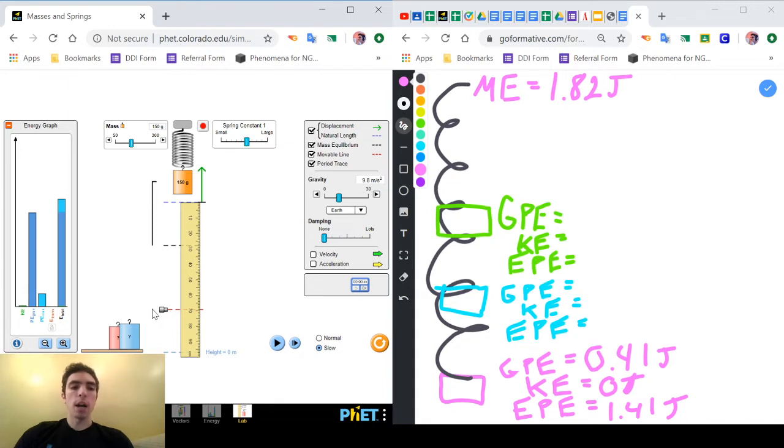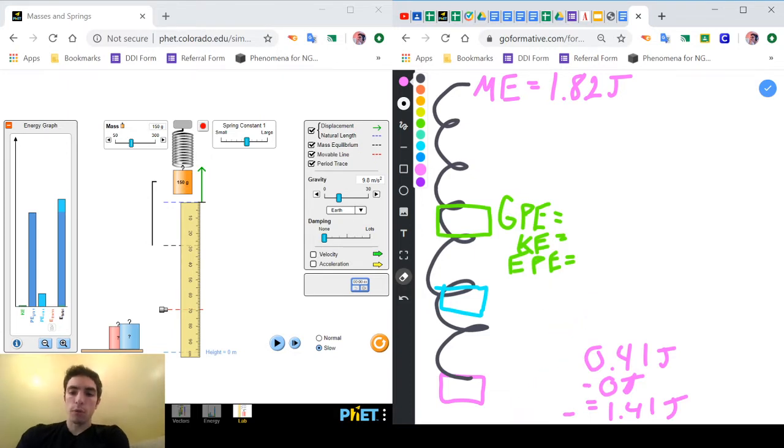And then at the bottom of that period trace, at this lowest point that we analyzed yesterday, there would be another flat line at the bottom here. But with this slow setting activated, I was able to pause this at the top part of that oscillation, and we'll move from there. So I'm going to erase those results from yesterday except for our mechanical energy, just to make room for our work for today.